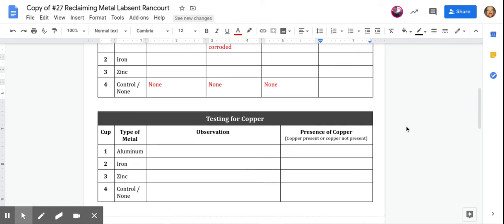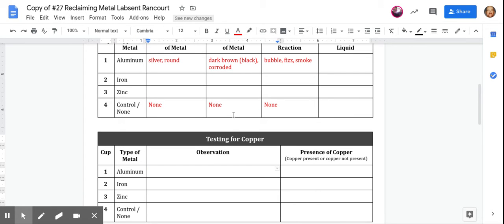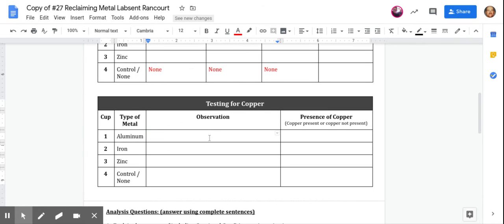Then in the second half of the video, you're going to actually test to see if the aluminum has copper in it, if the iron has copper in it, and if the zinc has copper in it. Actually, you're not testing it. The person in the video is, okay? So you'll need to tell me some of your observations. Again, these would be very similar to those up here in the first data table, okay?